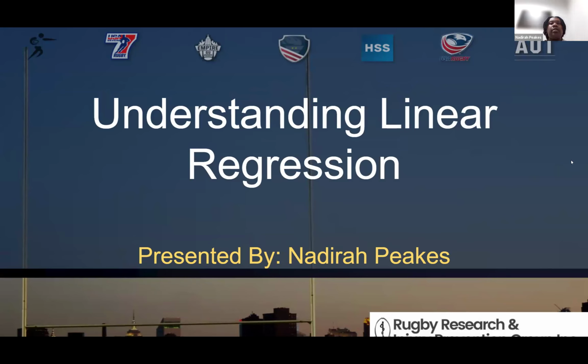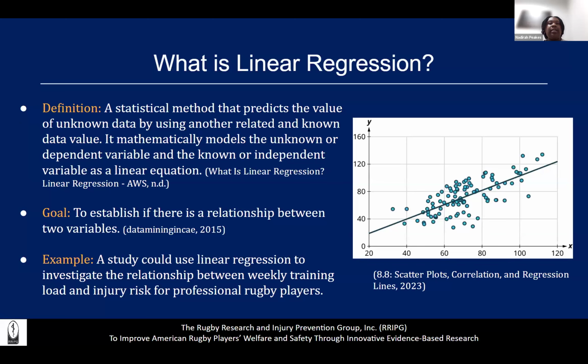So to start off, what is linear regression? Amazon Web Services defines linear regression as a statistical method that predicts the value of unknown data by using another related and known data value. It essentially mathematically models the unknown or dependent variable and the known or independent variable as a linear equation. The goal of linear regression is to establish if there is a relationship between the two variables.